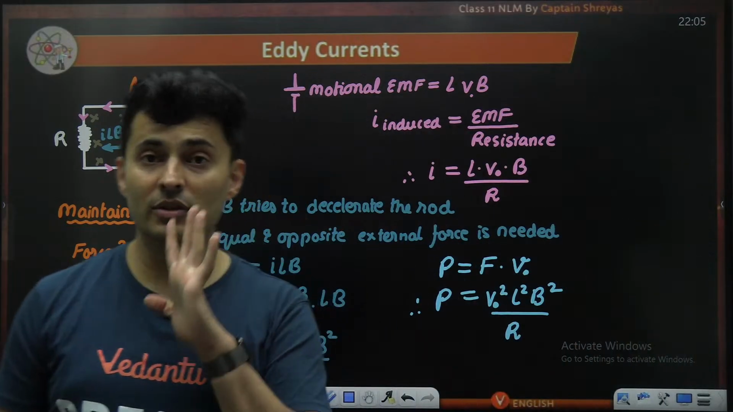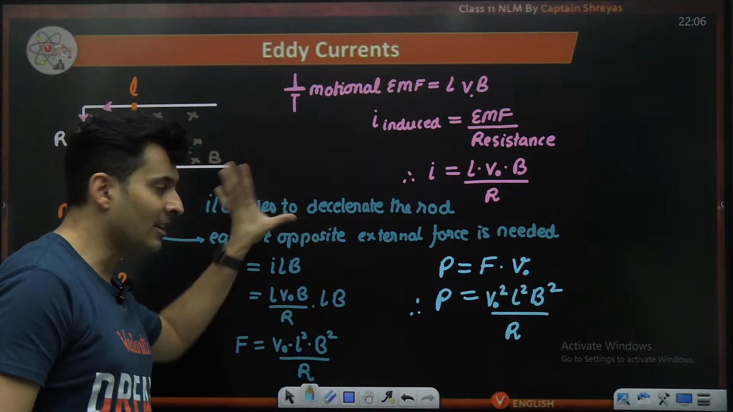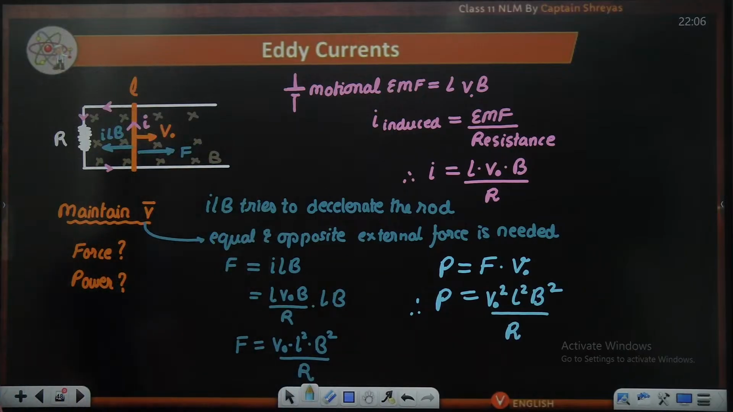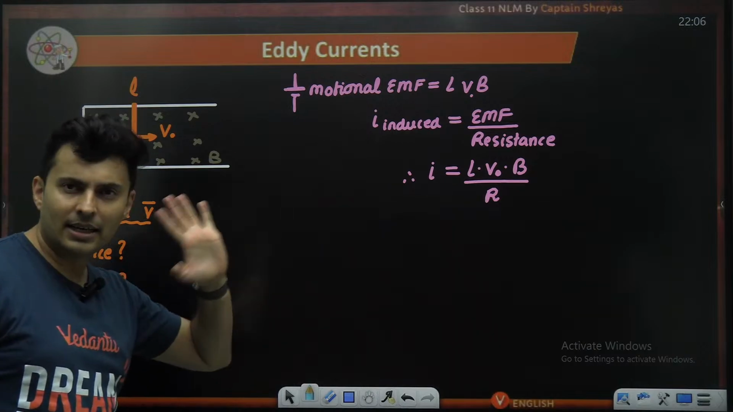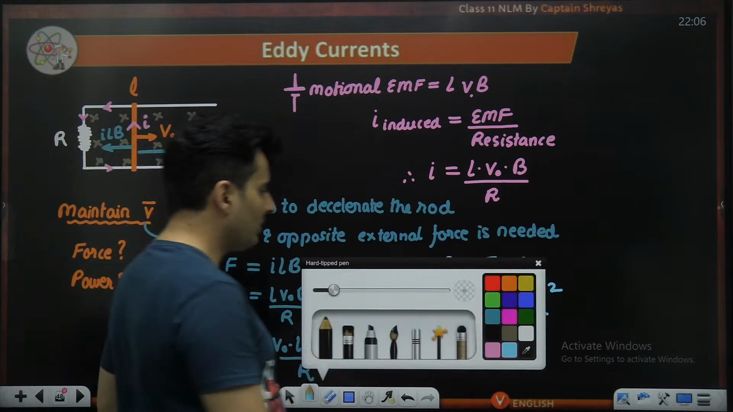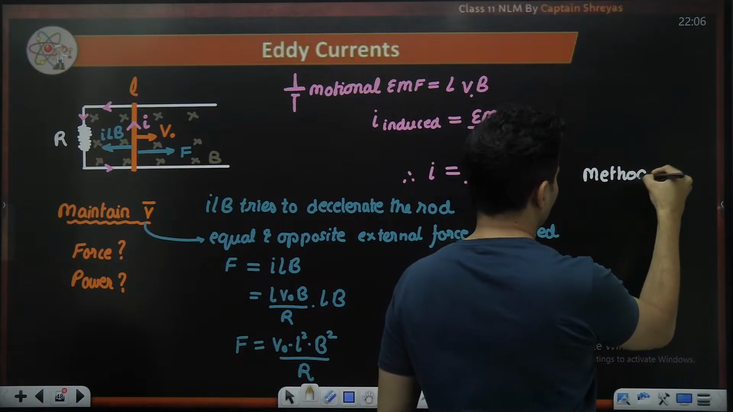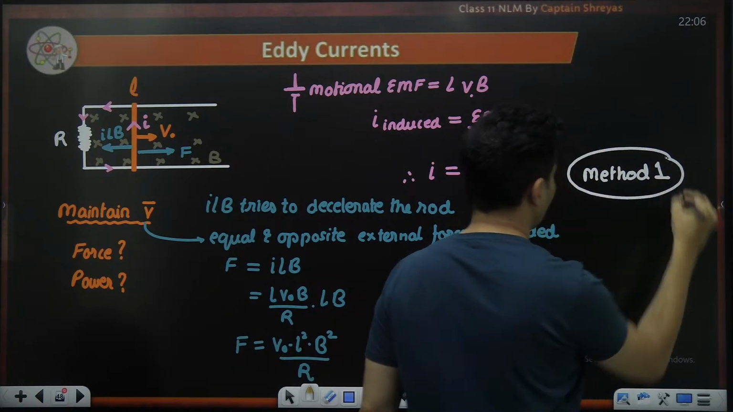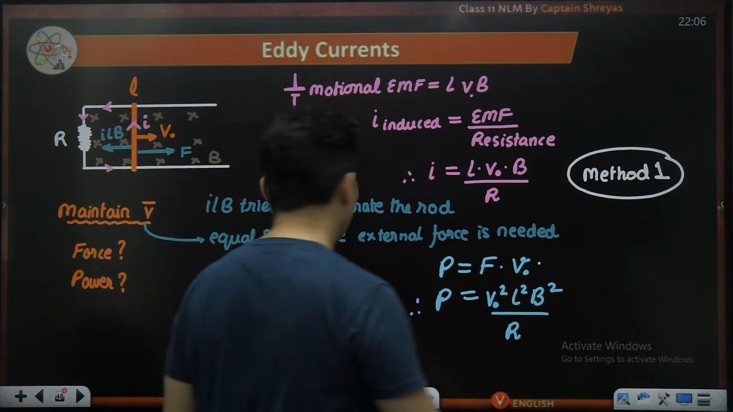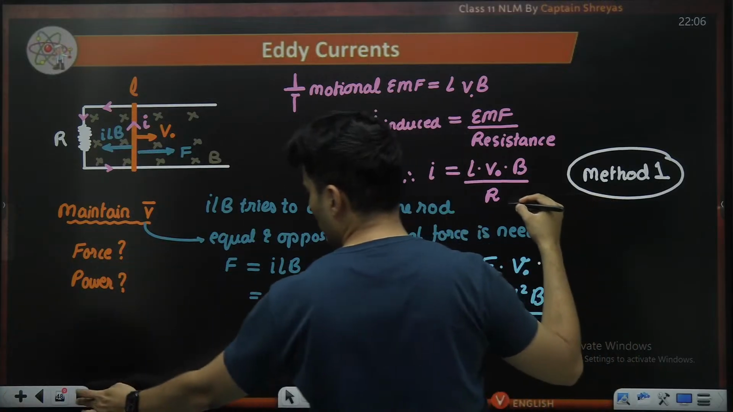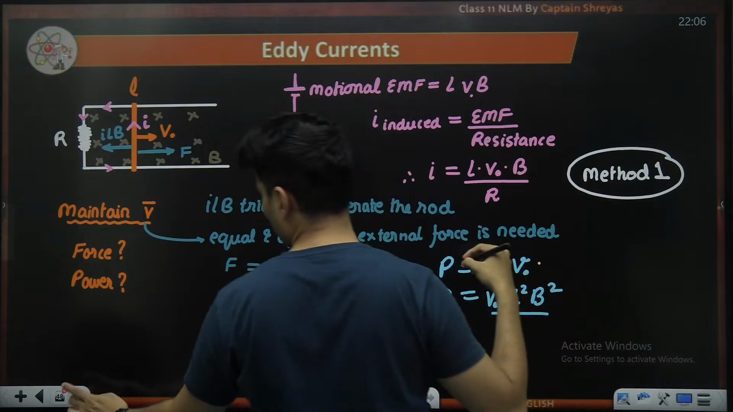This is one way of solving. But guess what? There is another way of solving without force. I'll tell you how. Till current, everything is same. So this was method 1 of solving this. Method number 2. What is that method number 2?